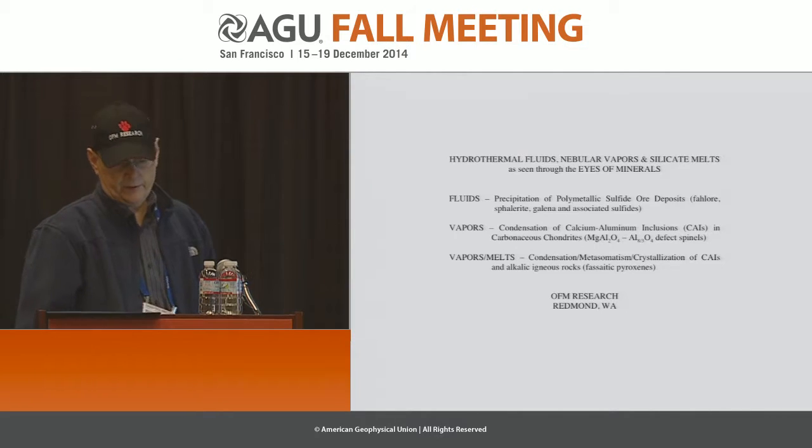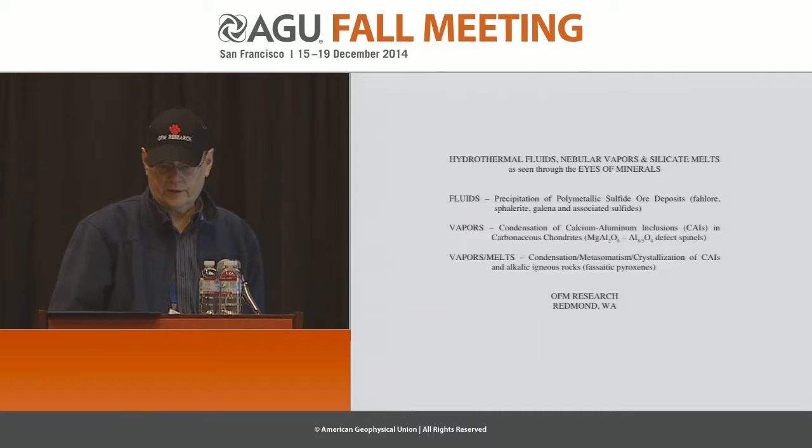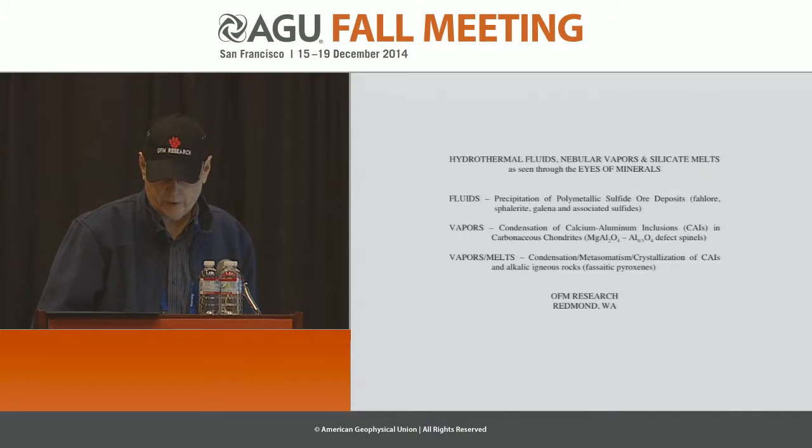We'll then examine limits that defect spinels place on the conditions under which the first solids condensed from the vapors at the birth of the solar system, leaving behind the calcium aluminum inclusions found in carbonaceous chondrites. We'll then conclude with a brief discussion of the thermodynamics of fassaitic pyroxenes in these calcium aluminum inclusions as a prelude to their providing us with more information about silicate melts.